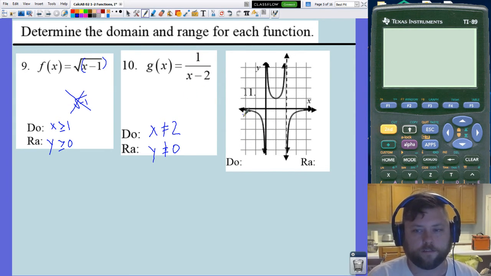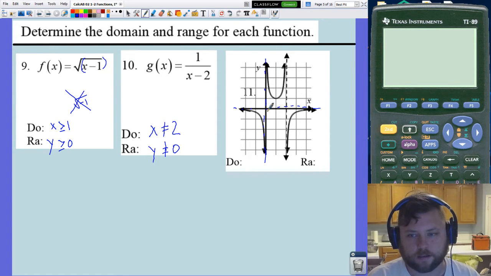Looking at this graph, you have an asymptote here, and an asymptote here, and an asymptote here. So your domain is your x values. Well, it can't be this one or this one. This x value is 0. So x does not equal 0, or let's say this is 2.